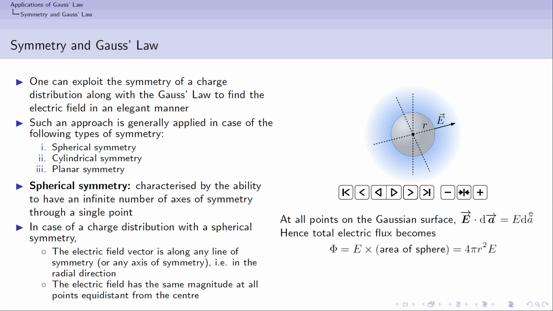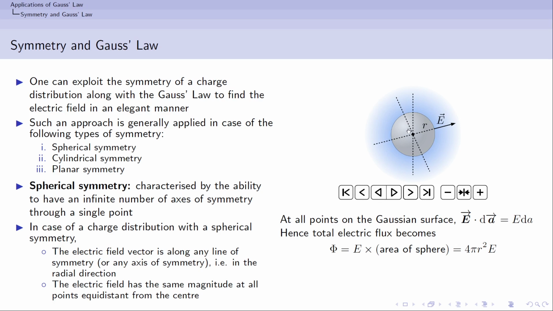So we are integrating over the surface of a sphere. That means E you have to multiply with the result of the integral, which is the area of the sphere. So E you have to multiply with the area of the Gaussian surface, which is a sphere, and we know very well it is 4 pi r square.